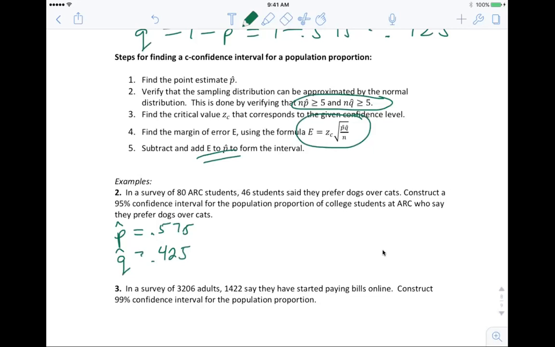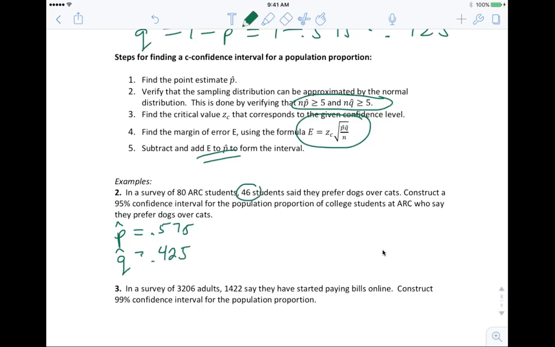Step 2, you could almost sometimes just eye it. You just want to make sure that there are at least 5 people on either side. So just the fact that this is bigger than 5 means you're good. And also the number of people that don't prefer dogs is bigger than 5. As long as those are both at least 5, you've got it verified.